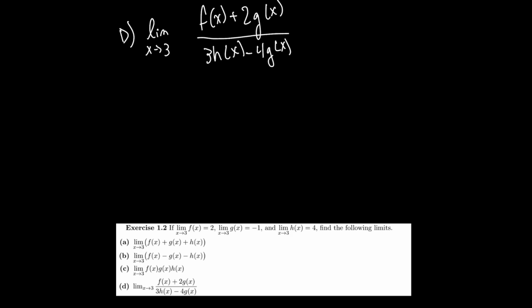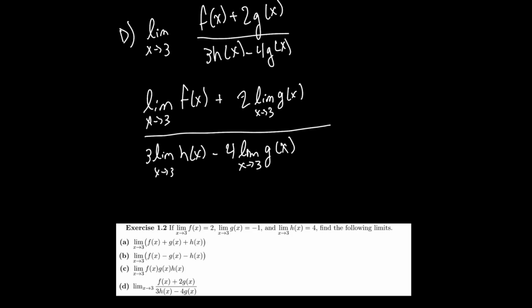Alright, for this last one, they're giving us this quotient with a sum on the top and a difference of 2 functions on the bottom. And a couple of the functions have a scalar multiple. The algebraic limit laws still let us use the individual limits of each part and then take them all together at the end. Alright, now we can do each one individually and then find the quotient after.